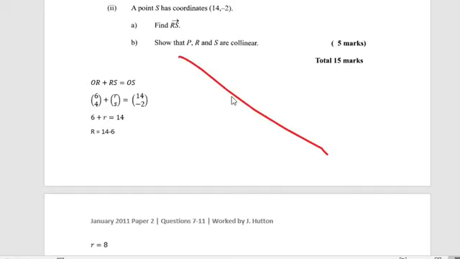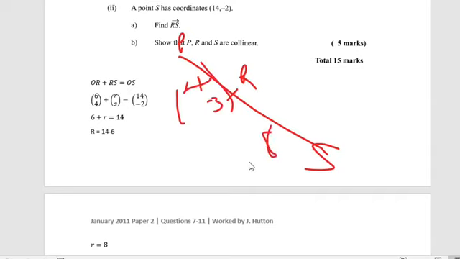So P to R. Let's say R was right here. This is P, and this is S. So what we're saying is that PR is 4, -3 and RS is 8, -6. So basically, if we factor out 2 from this, 2 into 8 goes 4 times, 2 into -6 goes -3 times, which is the same thing as this right up here.